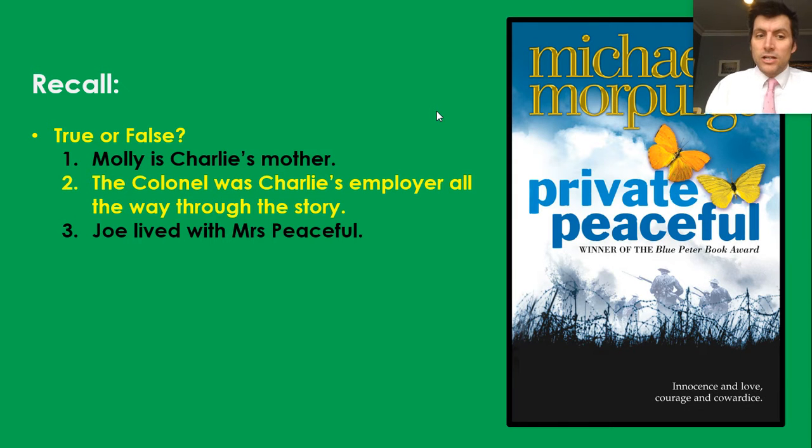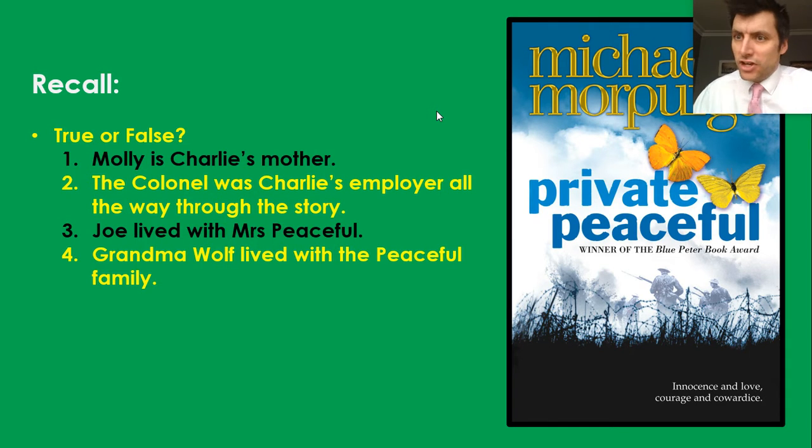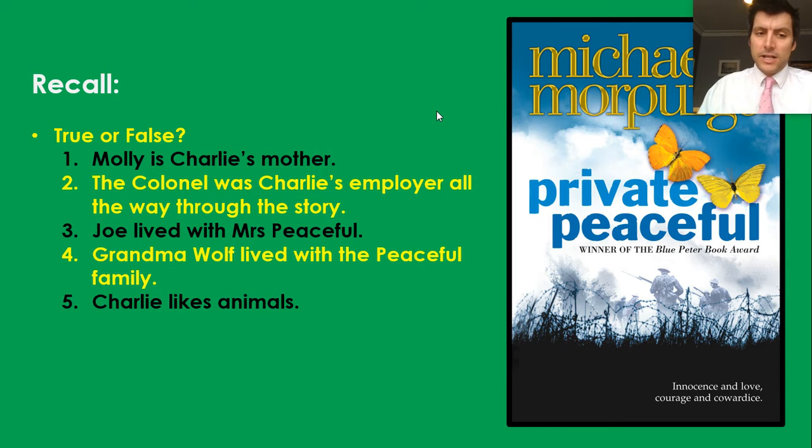Does Joe live with Mrs. Peaceful? Yeah, he does. He's her son. Okay. And Grandma Wolf lived with the Peaceful family. Is that true? Because right now she lives with the Colonel, so I don't think she. Oh, lived. The ed suffix gives us a clue, does it? So Grandma Wolf lived with the Peaceful family. That gives us an implication that it's in the past. She did before. She doesn't now. Charlie likes animals. Well, he did before when he got Bertha. Does he now? Yeah, because with this new farmer that he's working for, we know that he does enjoy the company of the animals.